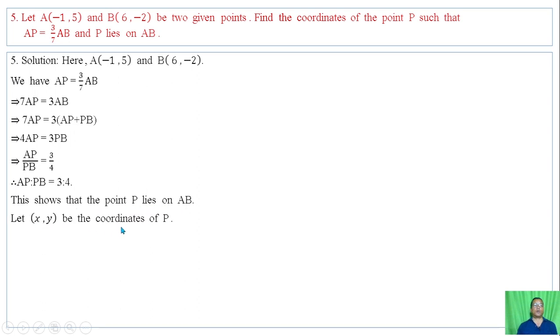Let (x, y) be the coordinates of P. Then the coordinates of the point P are (mx2 plus nx1) by (m plus n), (my2 plus ny1) by (m plus n). We have this. Simplifying, we get (2, 2).